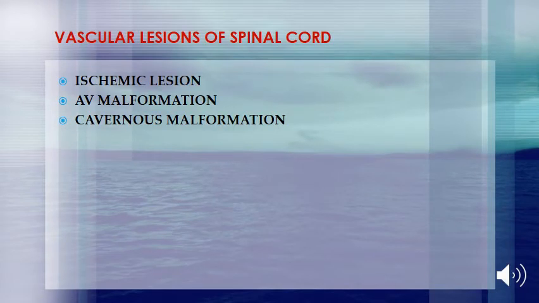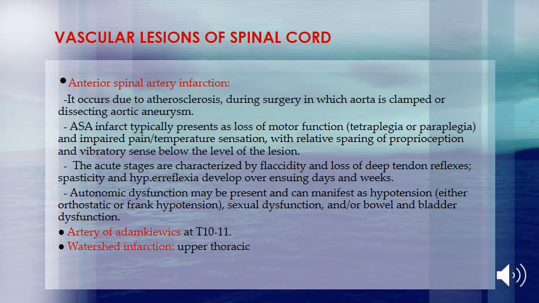Vascular lesions of the spinal cord consist of either ischemic lesions, AV malformation, or cavernous malformation. The spinal cord is supplied by the anterior spinal artery, posterior spinal artery, and segmental arteries. Anterior spinal artery occlusion leads to anterior spinal infarction, which we call anterior two-third syndrome. It occurs due to atherosclerosis, surgery in which the aorta is clamped, or a dissecting aortic aneurysm.